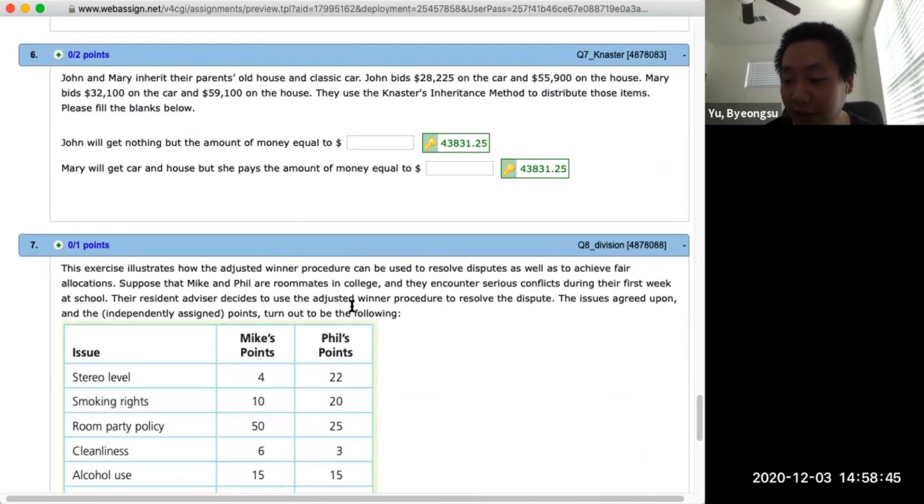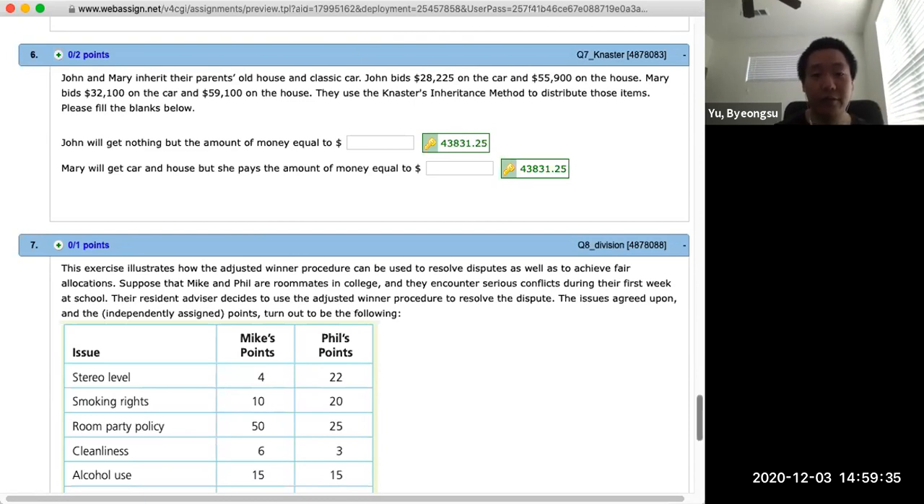So this is what lots of you had asked me about before. Okay, so here we have John and Mary, and John and Mary inherit a car and a house. Then John bids $28,225 on the car and $55,900 on the house. And Mary will bid $32,100 on the car and $59,100 on the house, right? And we want to use the nested inheritance method to distribute those items.